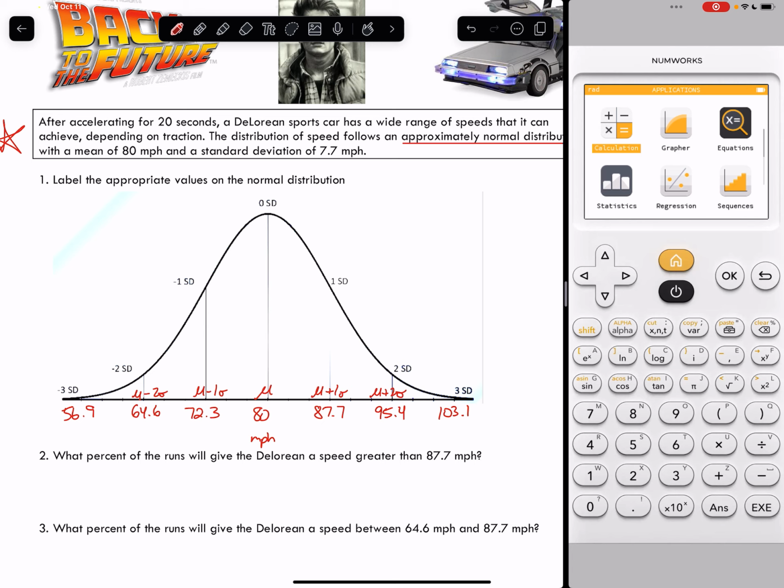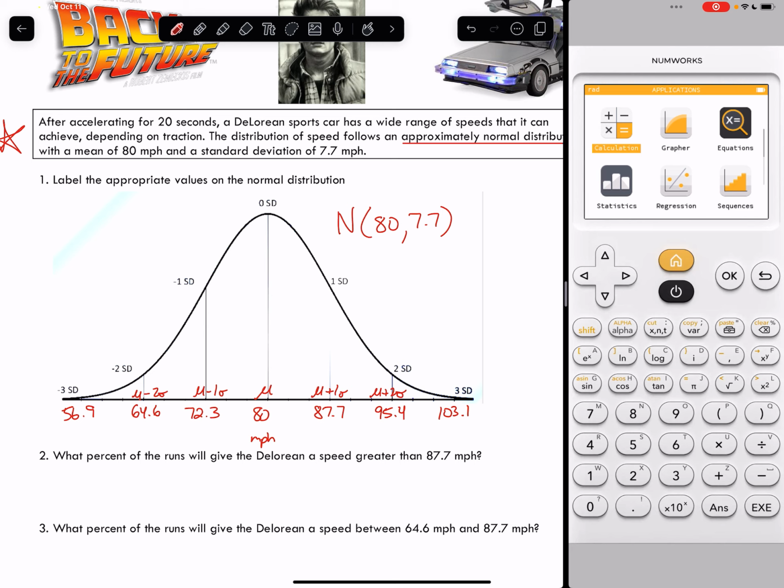And remember, when we label these normal distributions, we call this a normal distribution, capital N. And then in parentheses, our mean, so 80, comma, our standard deviation, 7.7. So we want to make sure we label that so we know what our graph is.